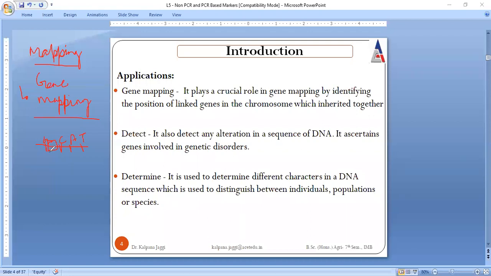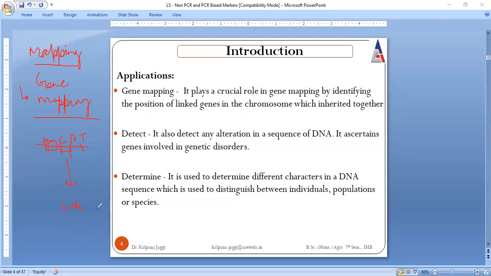Then how does it help in gene mapping? This molecular marker helps in gene mapping by identifying the position of the linked genes. Linked genes are genes which are linked to each other, and when inheritance takes place, these genes are transferred together to the next progeny. That means they are inherited together.